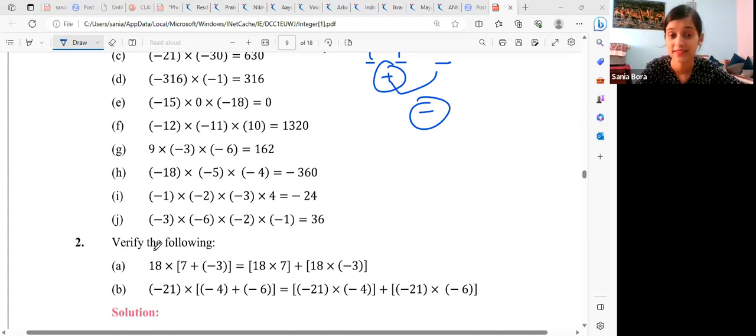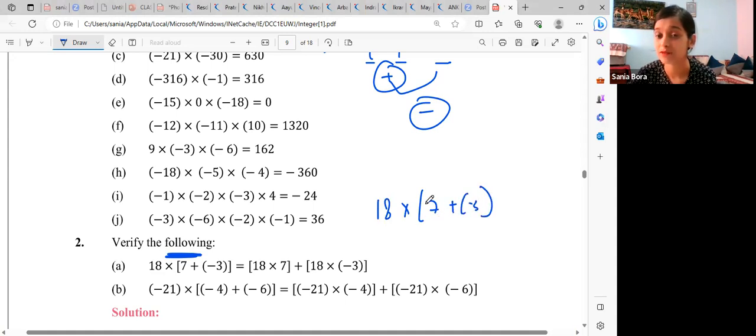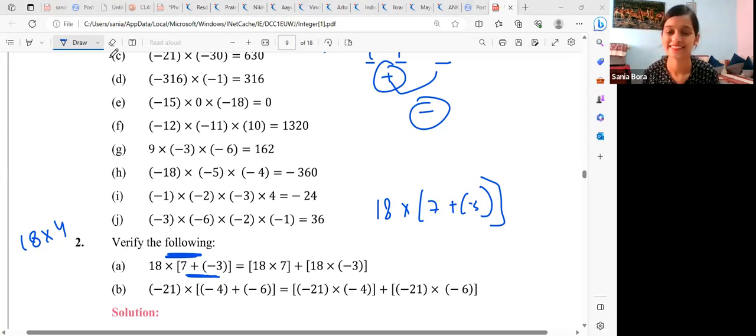How are you doing it? When you solved this one, what did you get? When I solved this one, it was 123. How? 18 multiplied by 7, that is 126. There is 3 multiplied. Wait. For example, 18 multiplied by 7 plus minus 3, right? First, you will solve the bracket. Solve this bracket, what will you get? 4. So 18 multiplied by 4? 18 fours are 72. So you got 72. So from where did you get 100 something? I multiplied by 7, then minus 3.